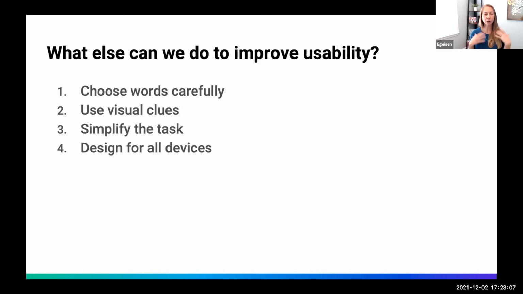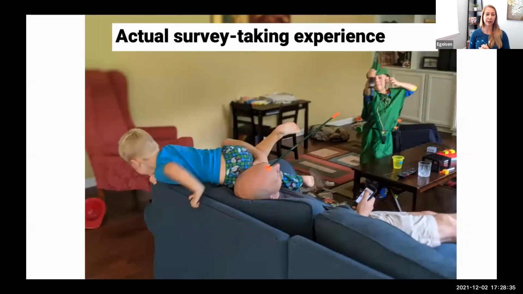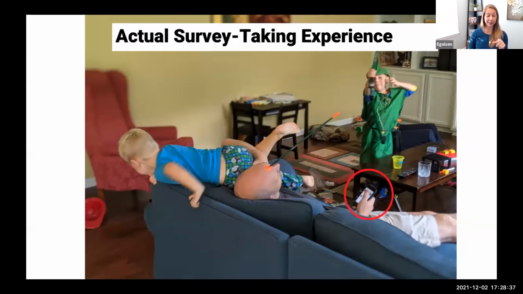But the problem is that even though we know that people are using mobile devices, I think a lot of times we still design for this person, right? This person with the 2 giant screens, someone who is in a private office without coworkers, without children underfoot. They're happy, they're motivated. When really, I think in reality, this is closer to the actual survey taking experience for a lot of people, especially during COVID. And so you can see he's on the phone right there, right? He's taking a survey. And yes, this is also actual footage of my family during COVID.